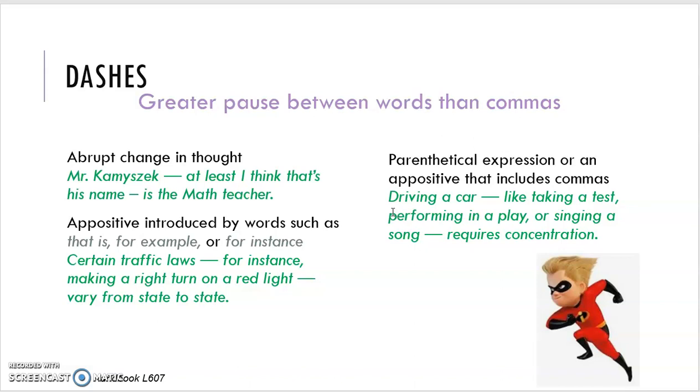So looking at this example, driving a car, like taking a test, performing in a play, or singing a song, requires concentration. So again, they could have just said driving a car requires concentration, and that would have been a perfectly fine sentence all by itself. But adding this appositive that already has a list separated by commas, we needed to have something a little bit beefier to set it off than just commas. So that's where these dashes really helped us out.